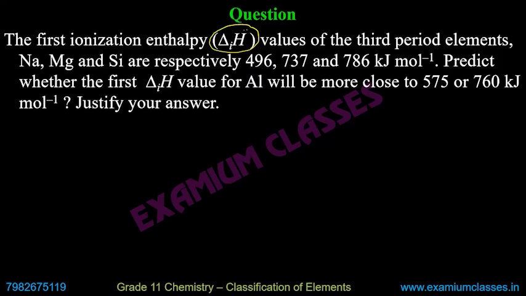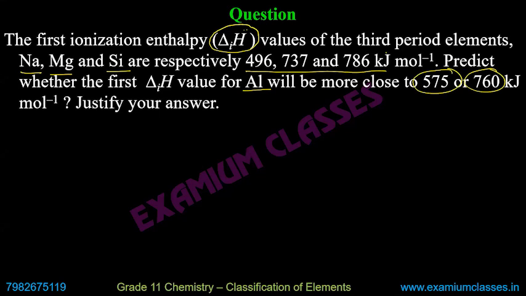So if you see the unit of ionization enthalpy, it is kilojoule per mole, means we are talking about 1 mole. It is not just one atom. Otherwise, it will be written per atom there. If it is not written, it is always per mole. Now coming back to the question. The first ionization enthalpy of sodium, magnesium, silicon are given. Now predict whether the first ionization enthalpy for aluminum will be more close to 575 or 760.